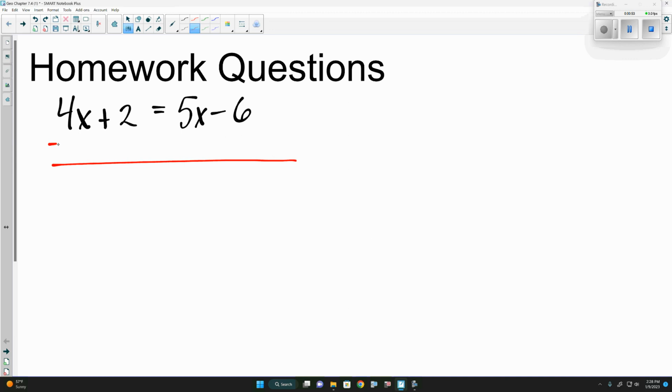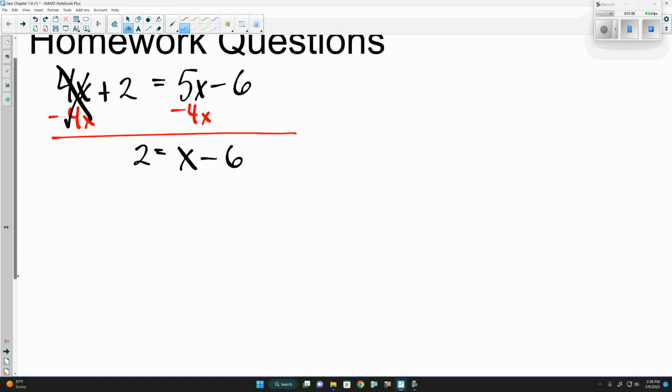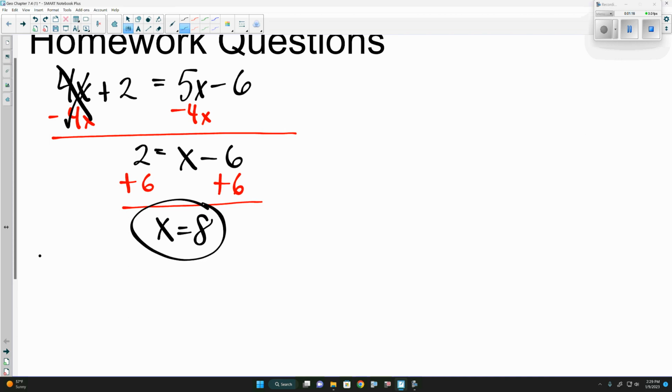The first thing we can do is subtract 4x from both sides. These cancel, giving us 2 is equal to 5x minus 4x, which is x, minus 6. Then the next thing we can do is add 6 to both sides, telling us x is equal to 8.